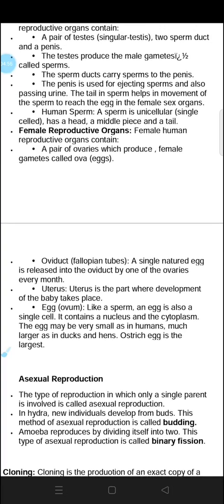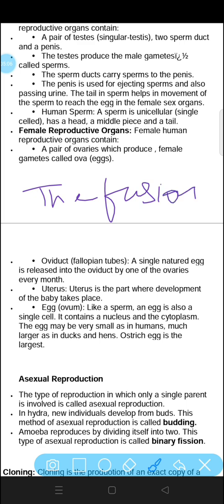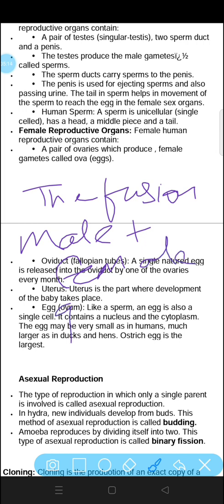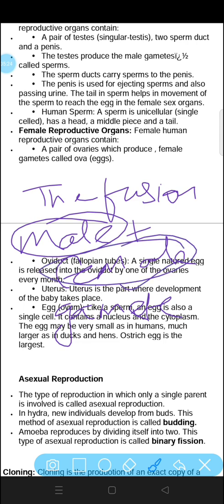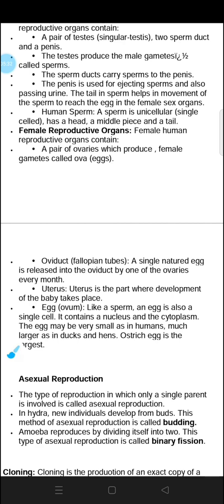So these are the male and female reproductive organs. Once the male and female gametes are released and reach each other, the fusion of the male and female gamete is called sexual reproduction. The male gamete, that is the sperm, and the female gamete, the ovum, fuse together and form a zygote. The zygote is formed as a result of fertilization.